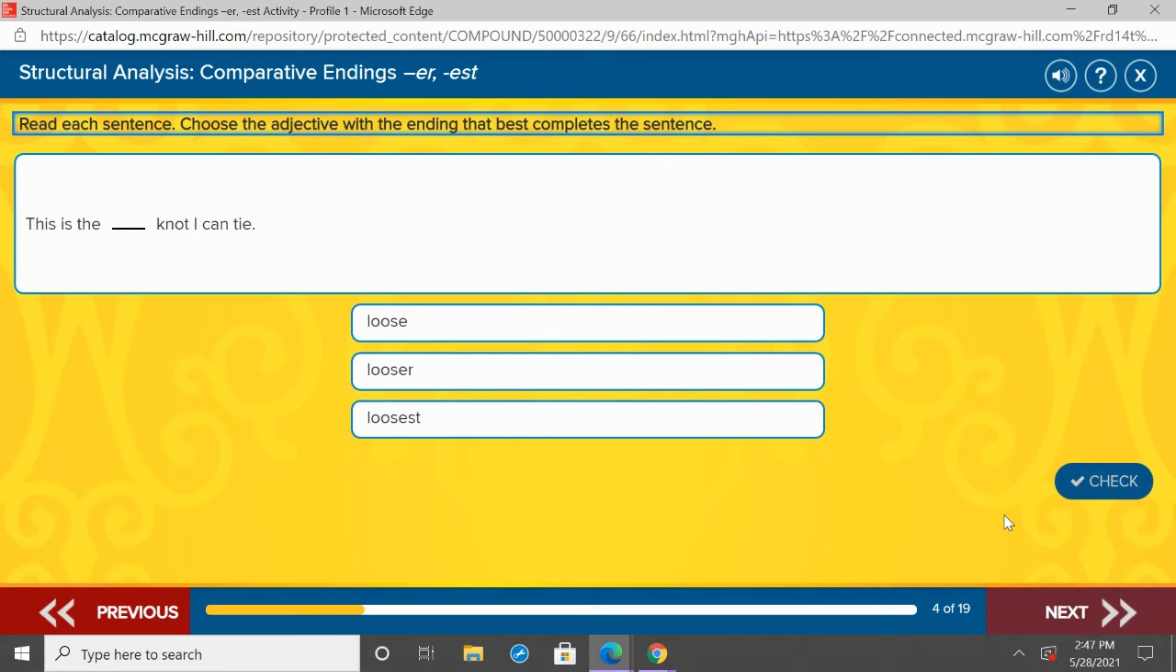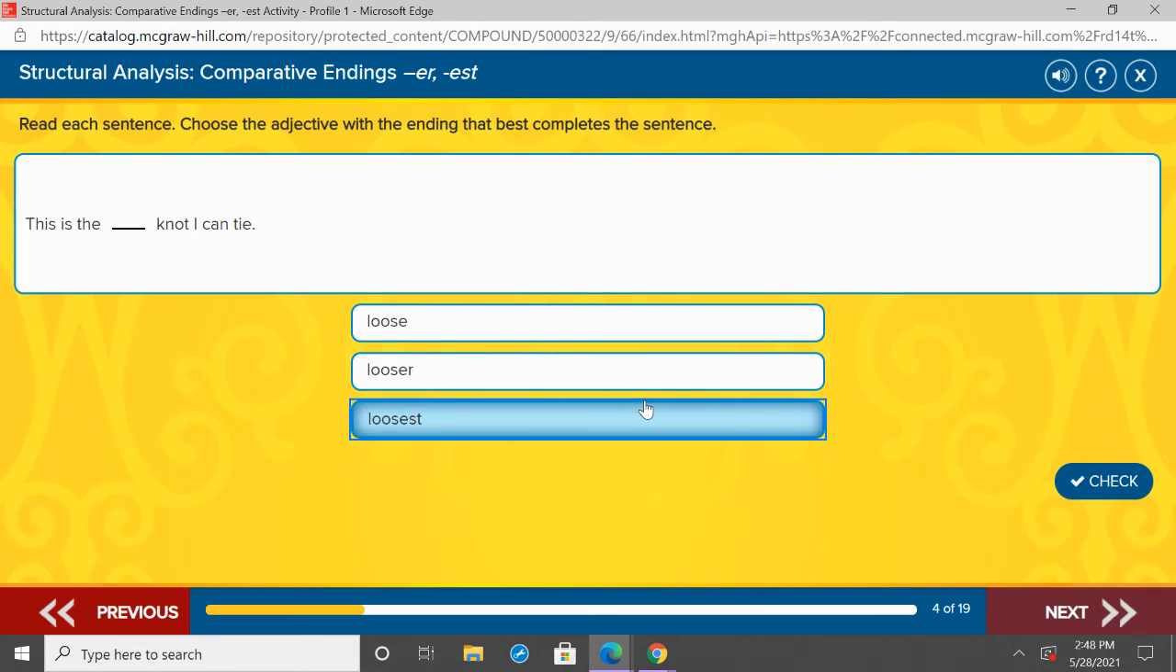This is the blank knot I can tie. So we're going to use loose again, and you're comparing this knot to all the knots that you've ever tied. So that's more than 2 that we're comparing. So we need to use EST. We already said that loose ends with an E. So in order to properly add that ending, we need to drop that E and then add our ending EST. This is the loosest knot I can tie.